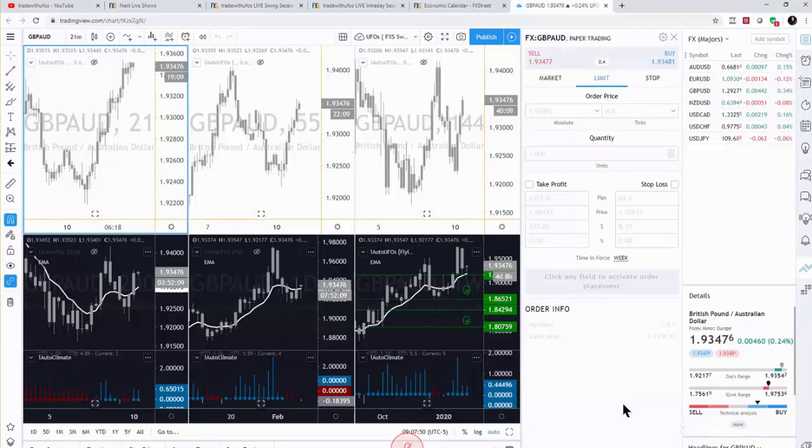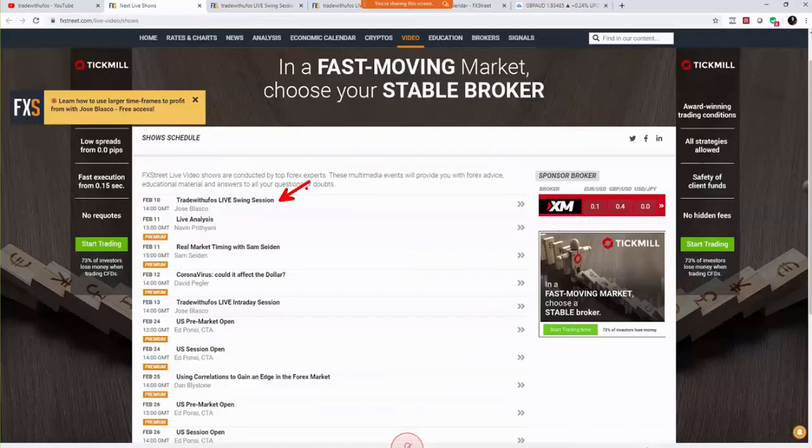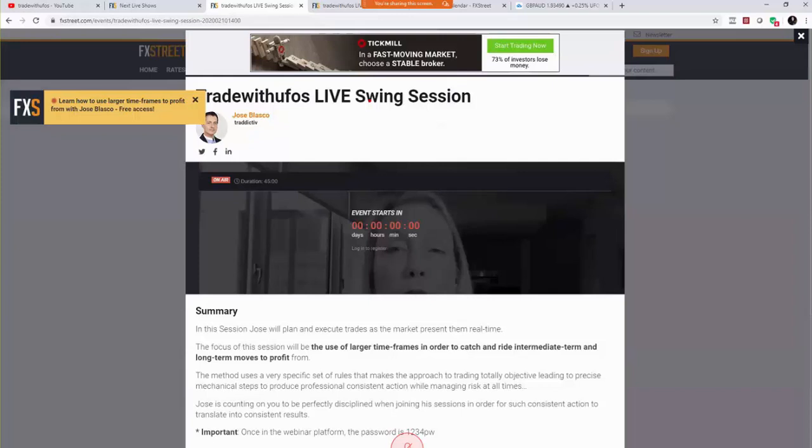But before we go there, very quick, I want to remind you that today is February 10. We're getting together for swing trades. On Thursday, the 13th, we're going to get together again, but it's going to be for intraday. So if you are doing multiple styles of trading, then I'm counting on you. Join me again on Thursday. And what's the difference? Well, very simple. Today we are doing swing, and therefore we are using larger time frames in order to catch and ride intermediate term and long-term moves, attempting to profit from those moves.